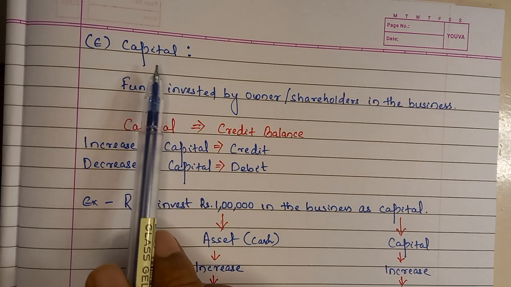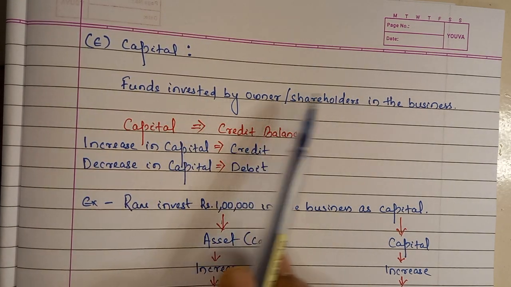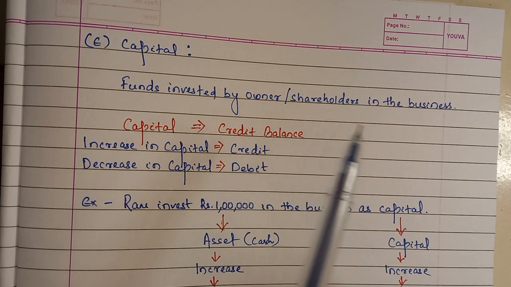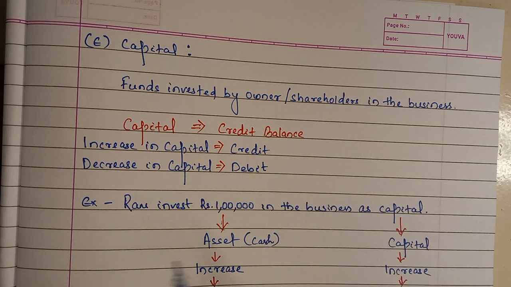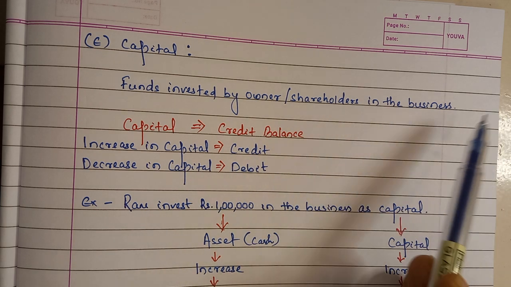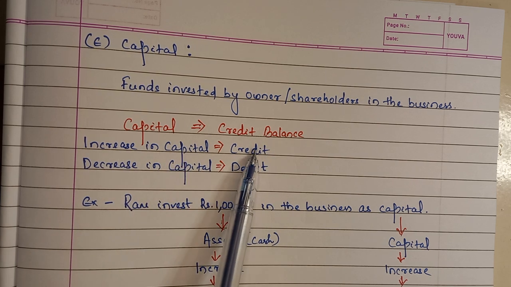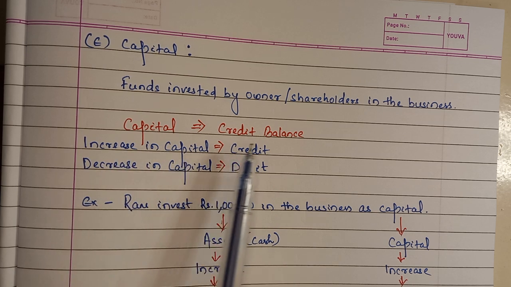Now let's talk about the last item, capital. What is capital actually? Capital is the fund invested by the owner, shareholders in the business. So this is the money the owner is investing in the business with the intention of not recovering it back. If the owner is giving a loan, then he will take it back. But in case of capital, the owner doesn't want the money back. The owner wants to invest in the business and earn profit. So capital is always credit balance. Increase in capital is credit, decrease in capital is debit. Okay, I repeat again, increase in capital is credit, decrease in capital is debit.